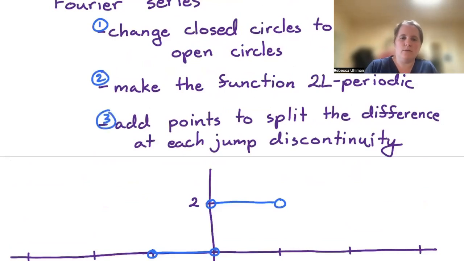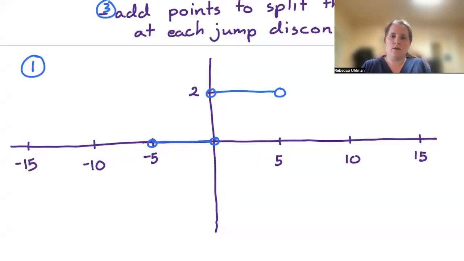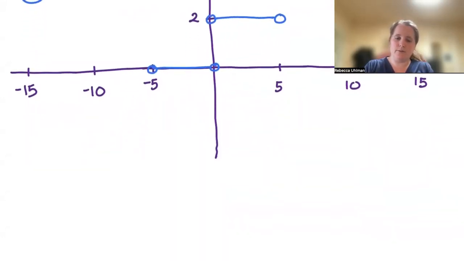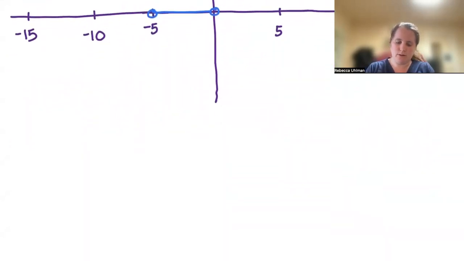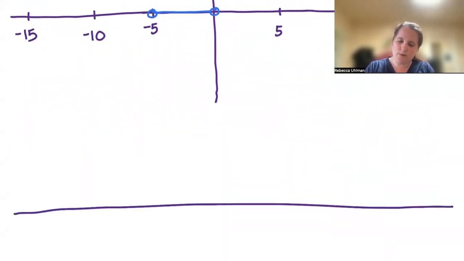Then step 2. I apologize, let's update my screen again. Next step, you obviously do not need to draw these in multiple different graphs. I just want to have it so you can see the sequence occurring. Next up, we make it 2L periodic.